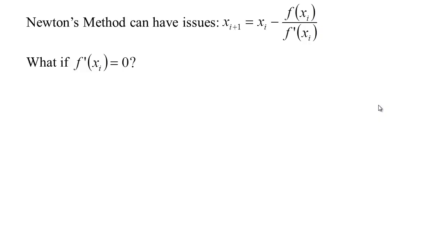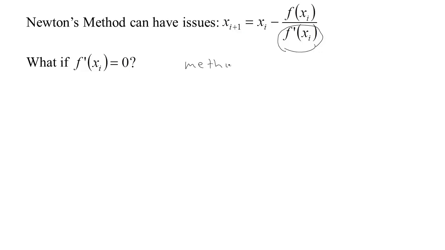So Newton's method can be very effective at finding zeros of a function. It can also have a couple little pitfalls. If you look at the formula here, if the derivative ever happens to be equal to 0 at your guess, then this will be undefined. You won't be able to get a next guess, so the method will stop.